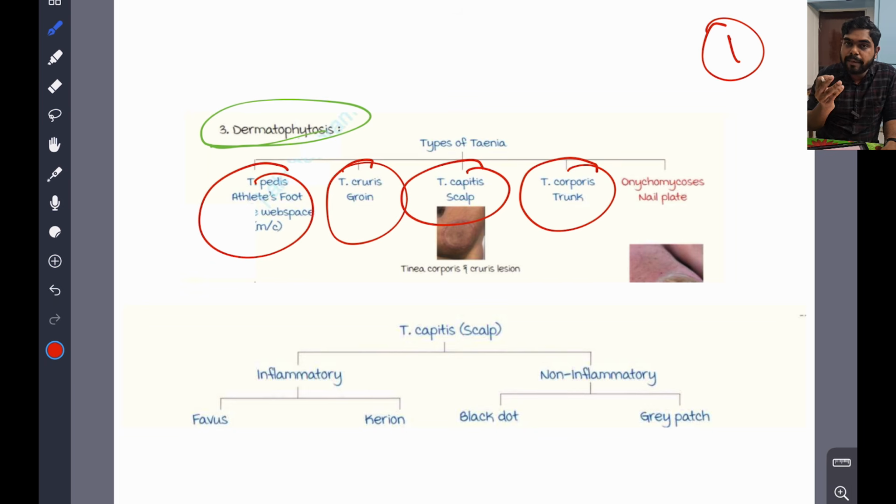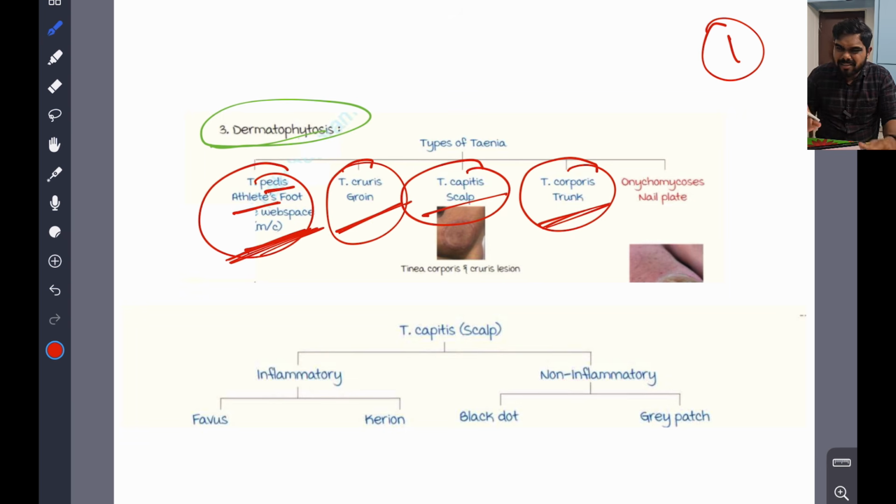What is Tinea pedis? Pedis, foot. It's known as athlete's foot, in the web space. It is the most common. If you are walking through the rainy season, you will get wet, then you will get infection in between the web spaces. This is known as Tinea pedis, and Tinea cruris in the groin region, Tinea capitis in the scalp region, and Tinea corporis in the trunk region. According to the region, it is divided like this. And for the nail, onychomycosis, and the nail plate also can be involved.